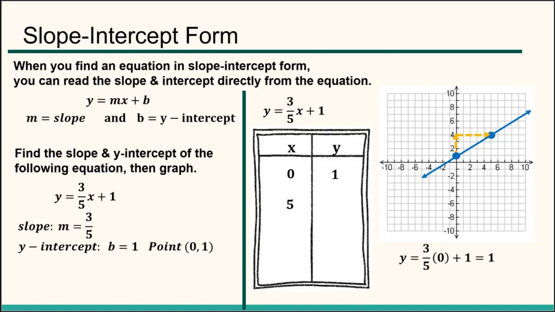Let's pick another point. Pick one that's easy. What is 3/5 times 5? Well, the 5s are going to cancel, leaving you with just a 3. Then add 1 and you get a 4. So let's put that in our T-chart. And if I notice, bam, 5, 4. Those were the 2 points that I plotted. Super duper cool.